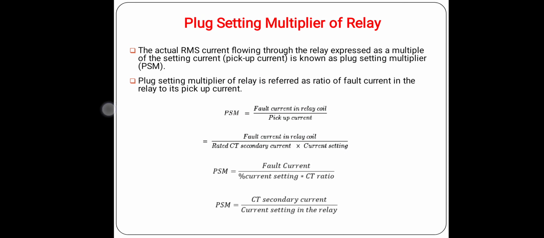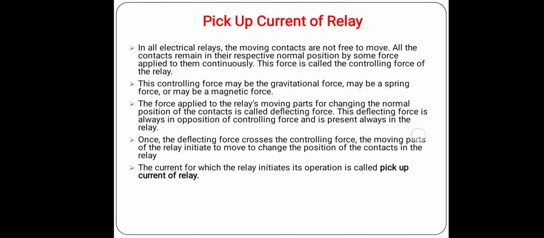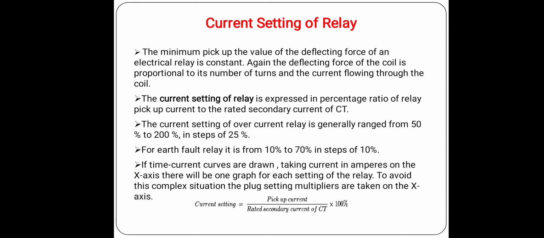Here we see that the formula of the current setting is basically pickup current upon rated secondary current of CT, into 100%, that is, this value will be in percent. And the pickup current I already discussed here. What is the pickup current? It is the value where the relay will operate or initiate the operation; this will be the pickup value of the current.